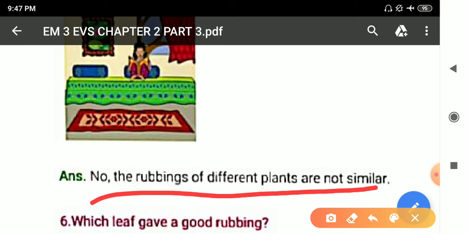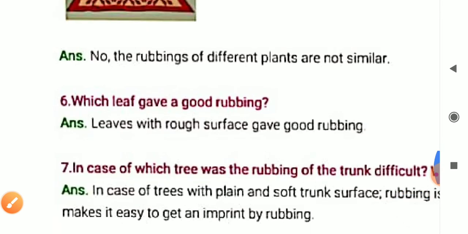Okay, students, rubbing means what they have done is, in rubbings, they have taken a leaf, colored that leaf, and put it on different places. That is known as rubbings. And those rubbings are different from each other because each and every leaf has a different shape and size.